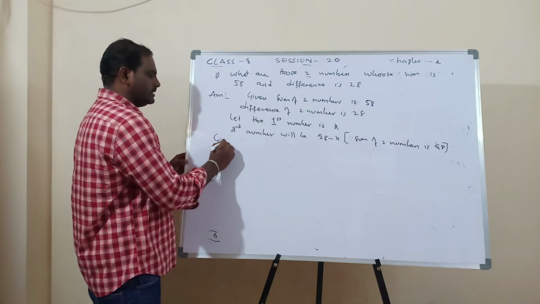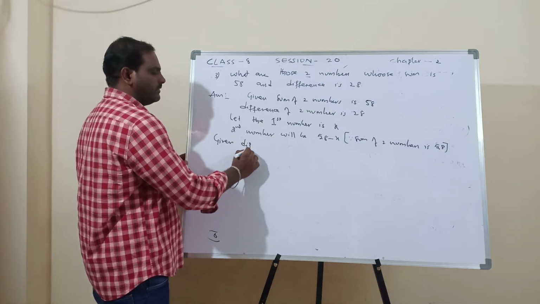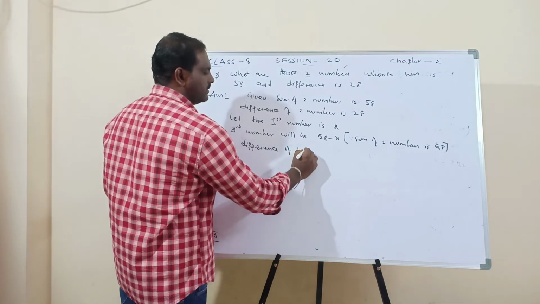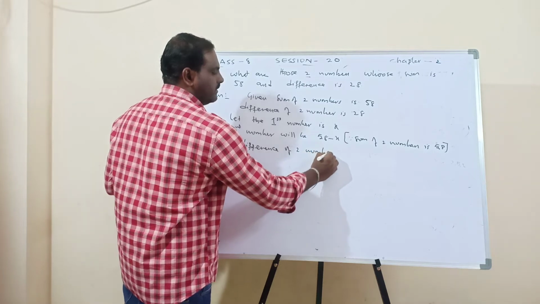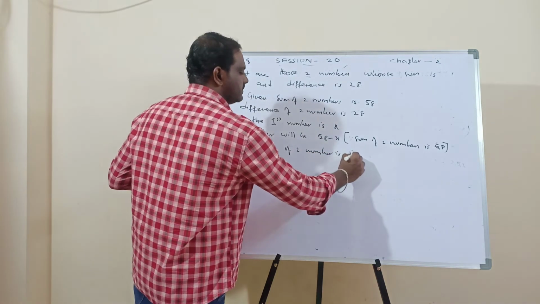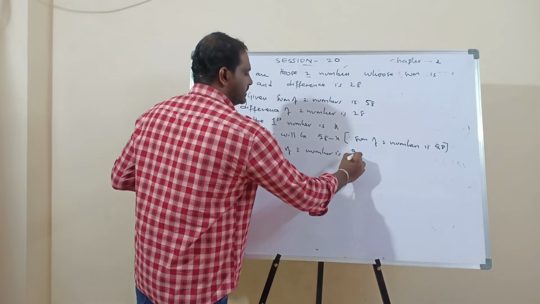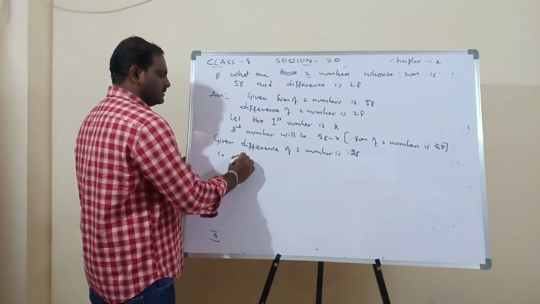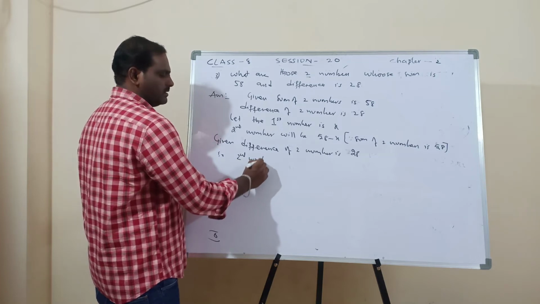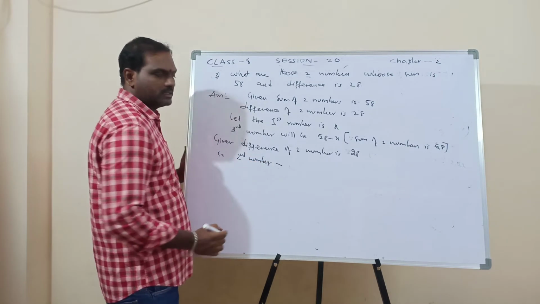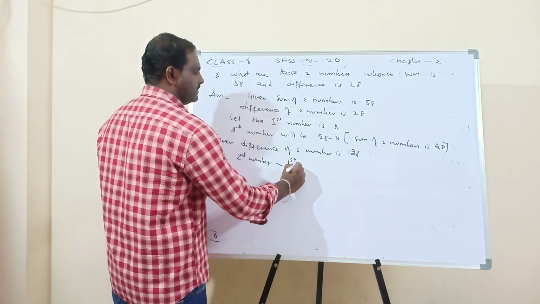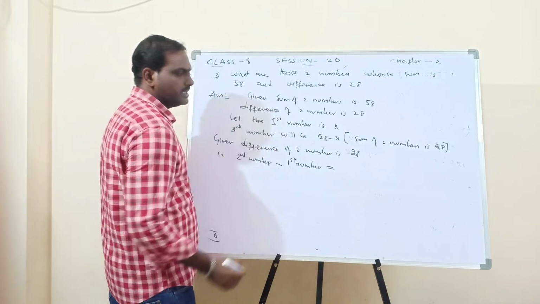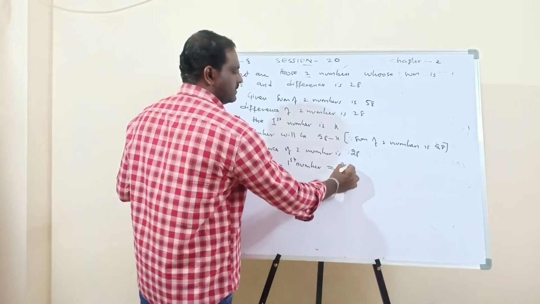Given, what is the given? Difference of two numbers is 28. That is, second number minus first number. Second number minus first number is equals to 28.